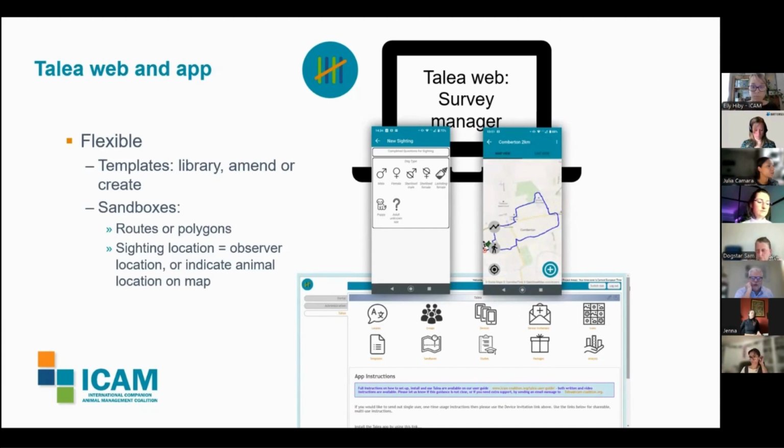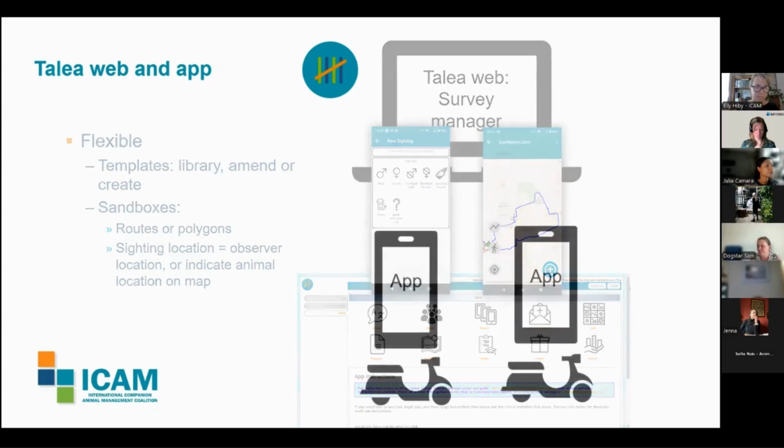So by default, sandboxes record the GPS location of the observer when the sighting is made. That's usually precise enough for dogs, but you can actually choose a sighting location option. And that requires the observer to tap on the map to show the precise location of the animal on the map when it's seen. This might be more relevant for cats, or if you're using distance sampling or analysis, an approach that is commonly used for wild mammals and birds.